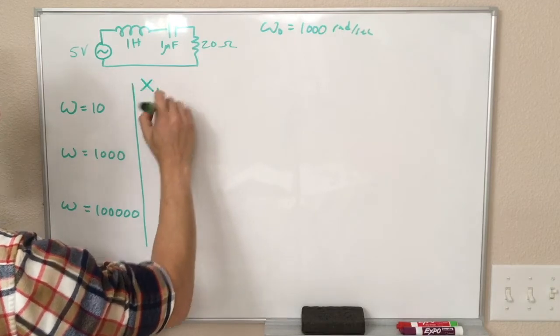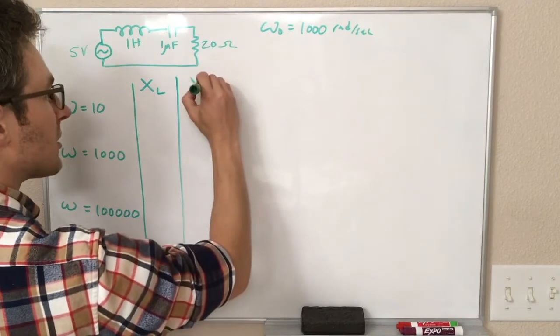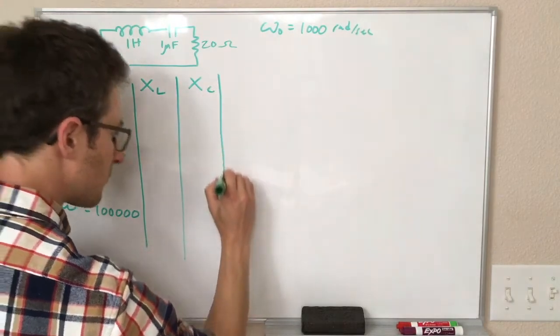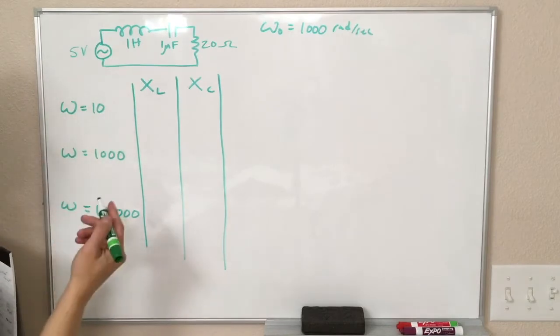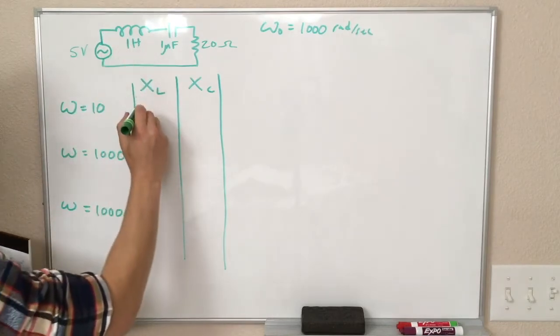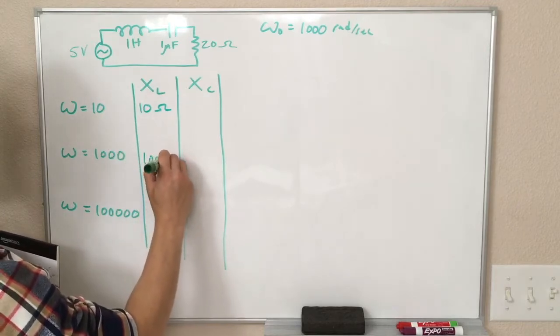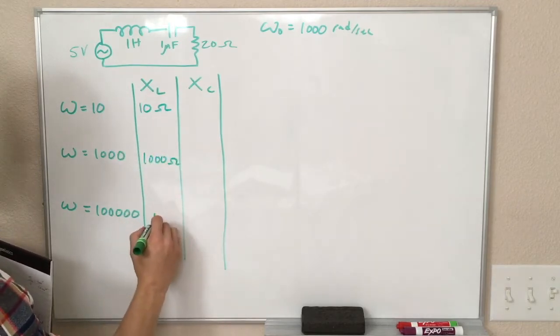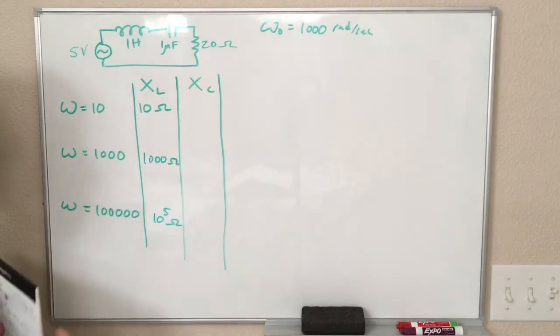So we have the reactance of the inductor and the reactance of the capacitor. Okay, so reactance of the inductor, remember, is omega times L. So 10 times 1 is just 10. 1,000 times 1 is 1,000. And I'm just going to write 10 to the 5th ohms there to save some room.